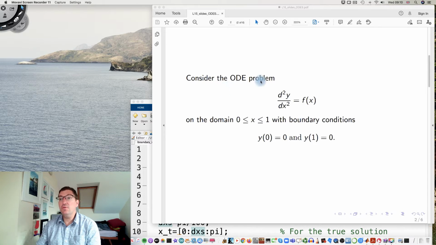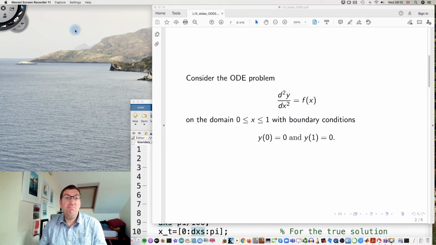We're considering the ordinary differential equation d2y by dx squared is f(x). A lot of the time we've been considering time stepping problems or first order differential equations that are defined by their initial values. Now we're considering boundary value problems, second order differential equations that are defined by their boundary conditions, or if you like, two constants of integration. So in this case, if we have a domain in x, now in space, going from 0 to 1, we have the two boundary conditions: y is 0 at both the endpoints.